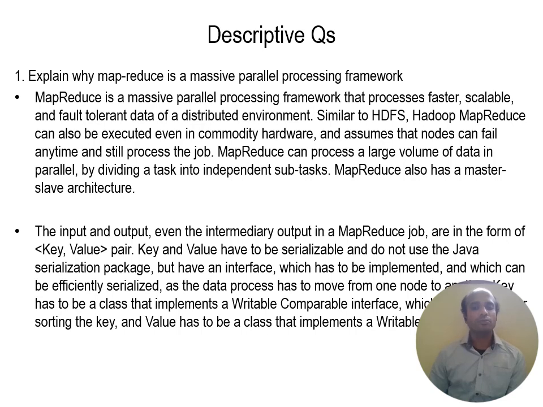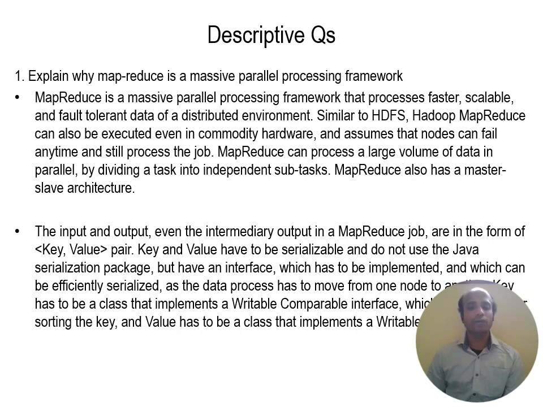Any node can fail anytime, and still it will be in a position to process the job. So it can process a large volume of data in parallel by dividing a task into independent subtasks. MapReduce also has a master-slave architecture. The input and output, even the intermediary output in a MapReduce job, are in the form of a key-value pair.